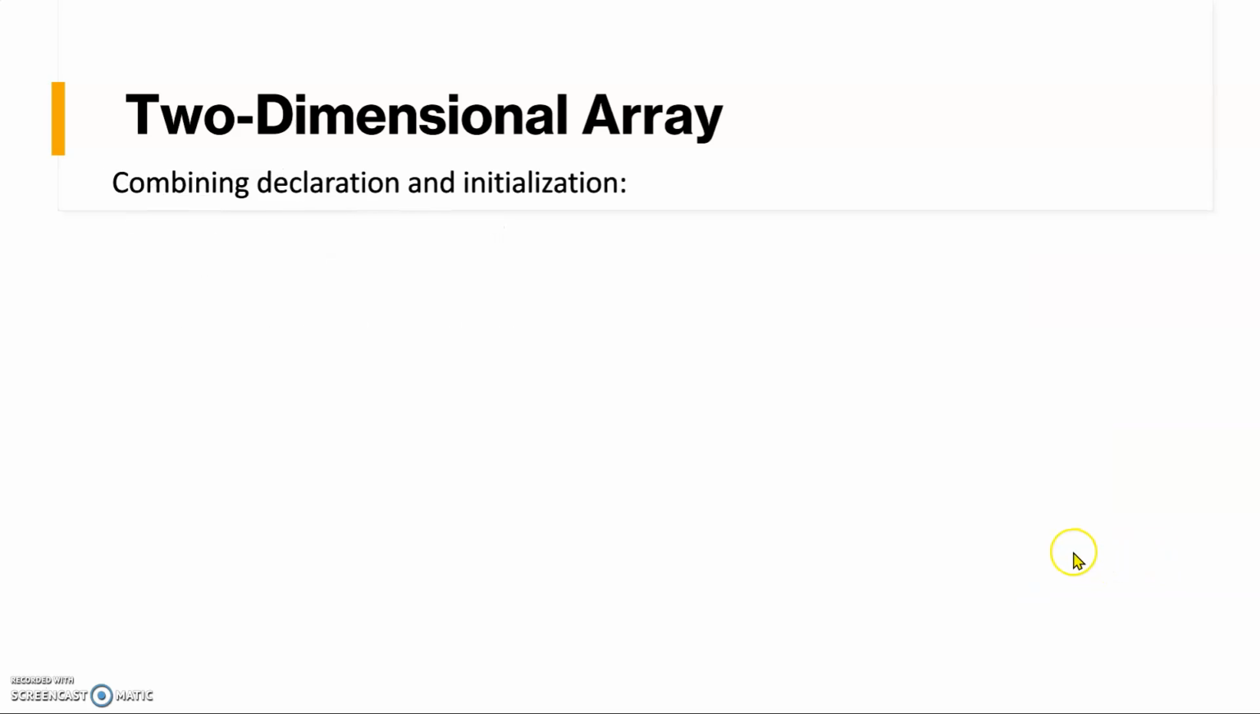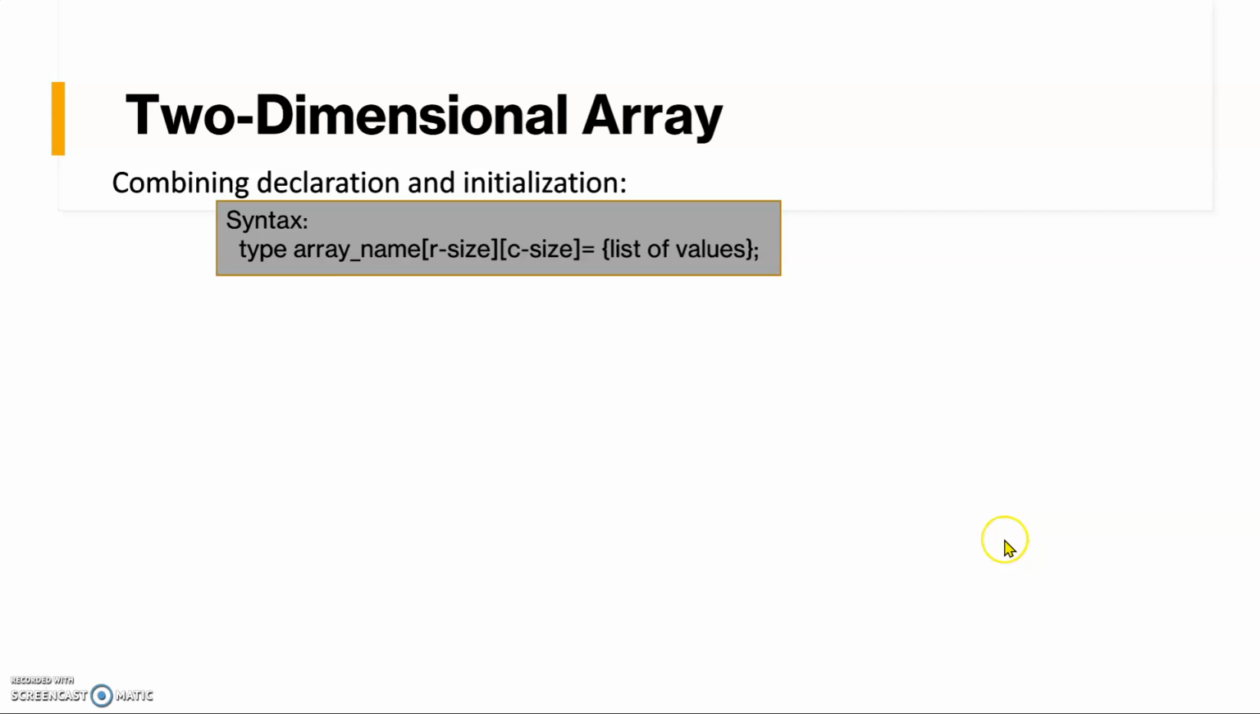To solve that, we have a second option of combining the declaration and initialization, which can be done like this. We need to specify the data type, the array name, the row size and column size, and then mention the list of values. Observe here, row size and column size are a must, whereas in a one-dimensional array there is no need to specify the size at the time of declaration and initialization.